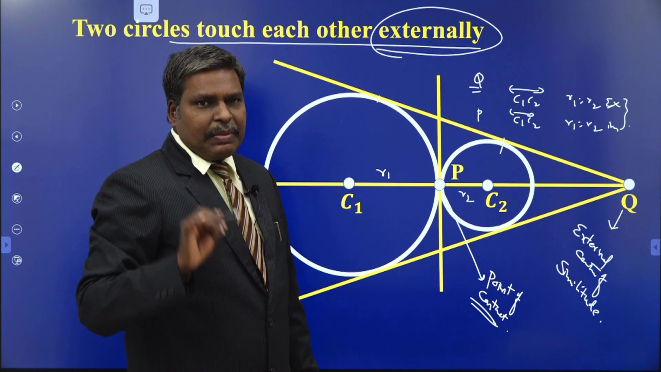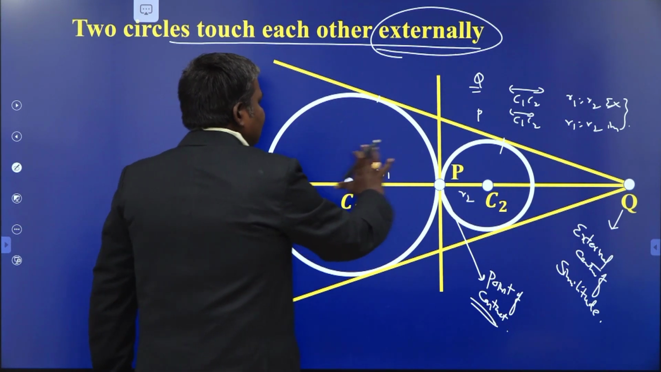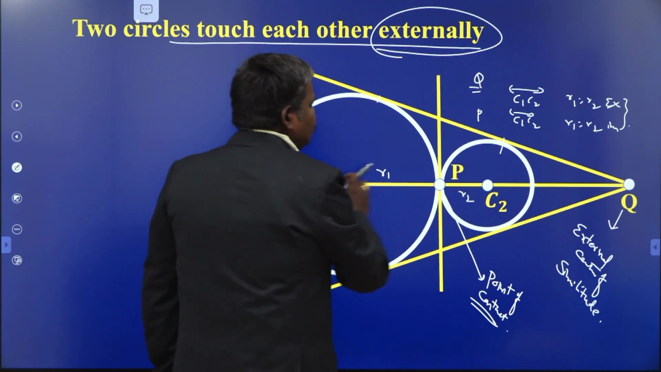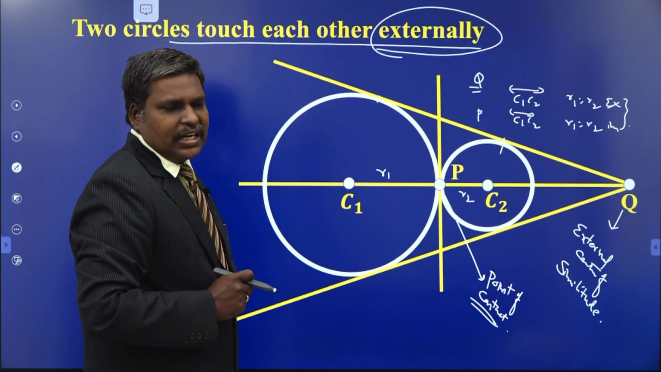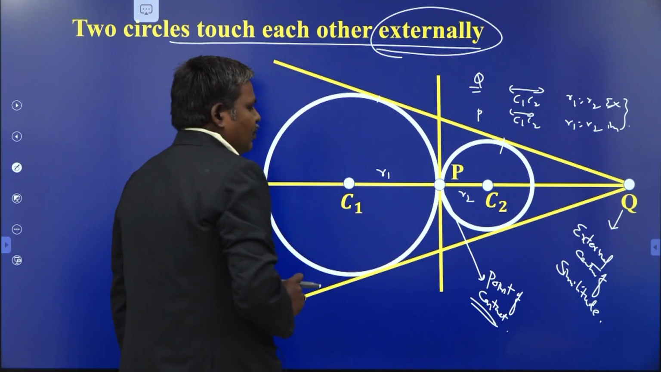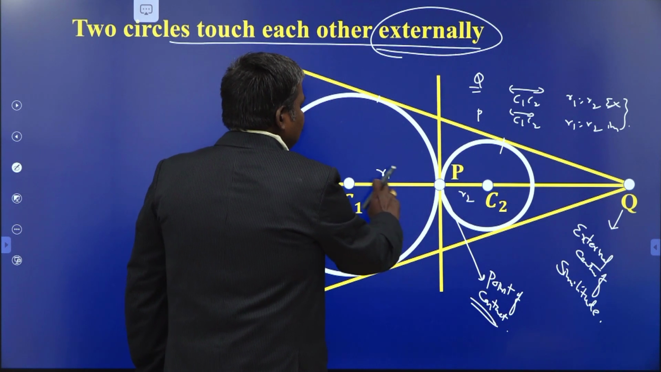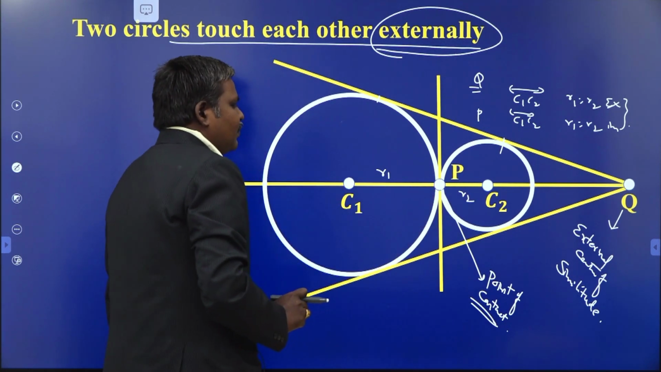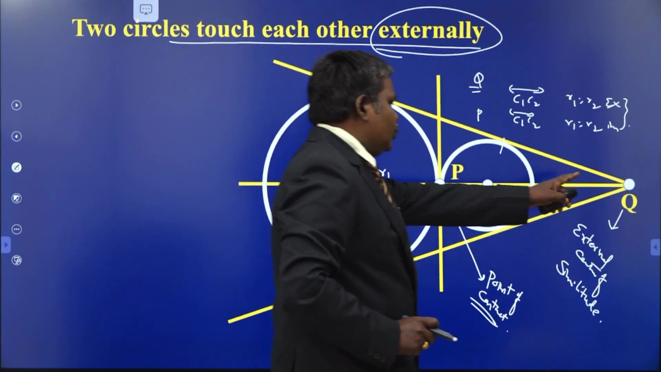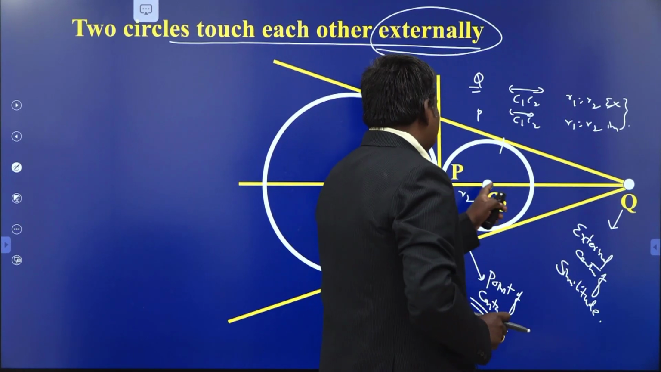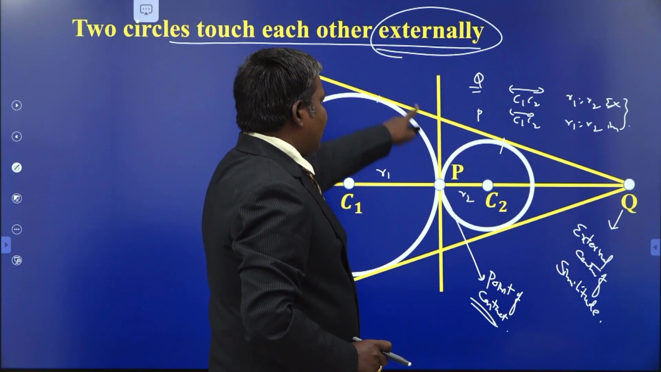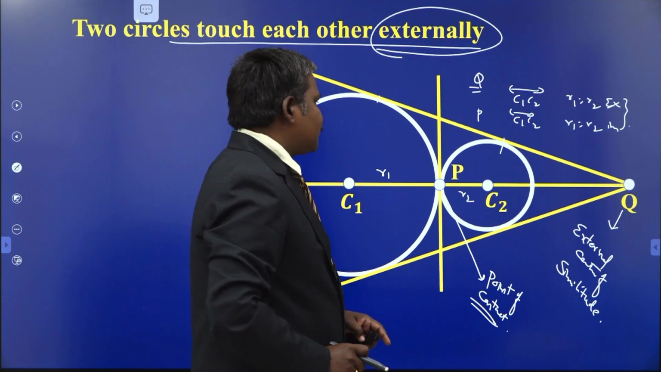Dear students, remember one thing here: when two circles touch each other externally, your point of contact P is in between the two centers. Therefore, we have to use the internal formula. Internally, that divides in the ratio what? R1 is to R2 internally. When the point is Q here, that divides the same C1C2 in the ratio R1 is to R2 externally. These are direct common tangents. There exists only one transverse common tangent.